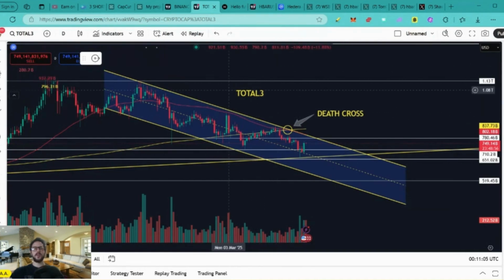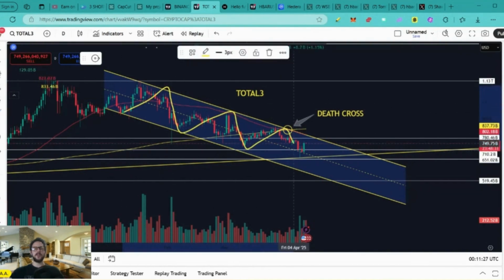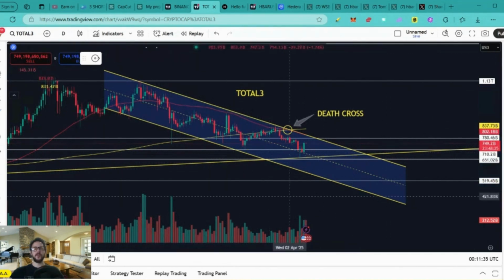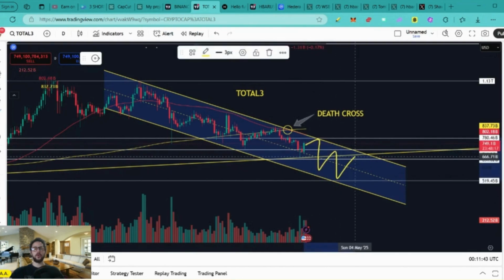So as you see here, looking at the total 3, we had a death cross just a few days ago, where the 50-day moving average crossed below the 200-day moving average. As you see here, just like HBAR, the total 3 is moving inside this descending channel, downtrending. As long as the price action is moving inside the channel, we have to assume that it's going to continue moving inside the channel until it breaks out. Therefore, since we haven't seen a breakout yet, we have to assume that this downtrend is going to continue.